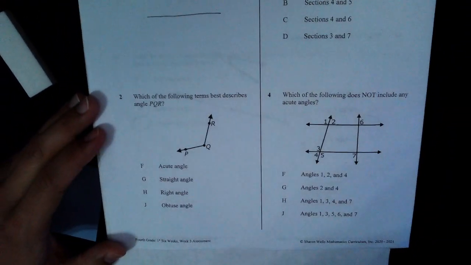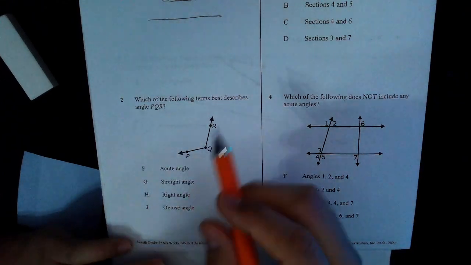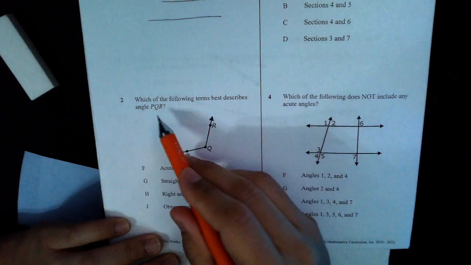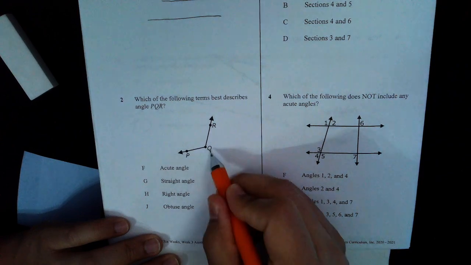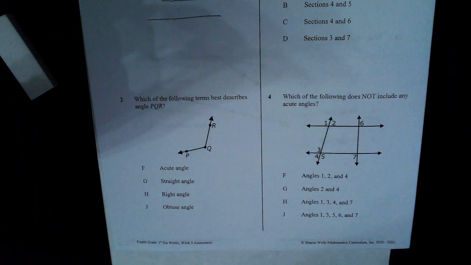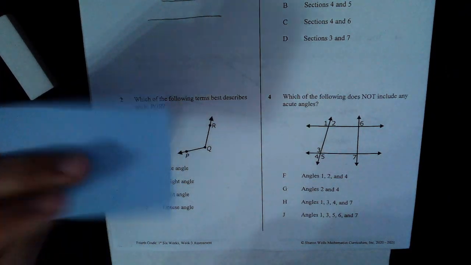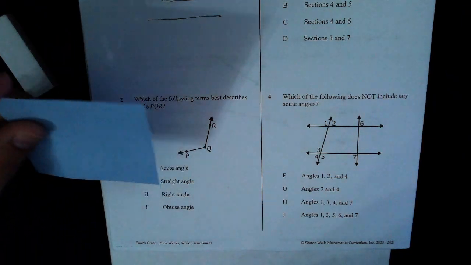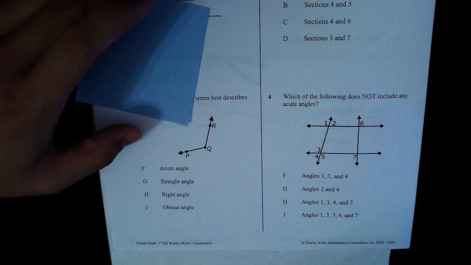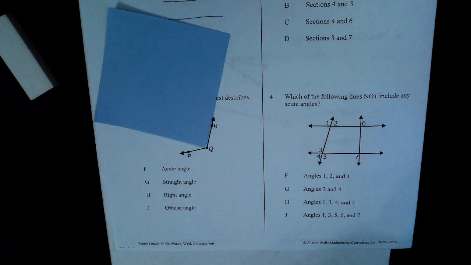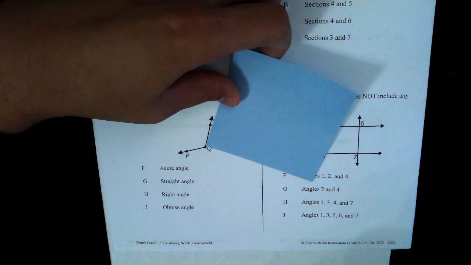Okay. Move on to the next one. Question 2. Which of the following terms best describes angle PQR? So here's our angle here, PQR. And this is where a sticky note or a piece of paper will come in very handy. I'm going to take the vertex, the corner of my sticky note. I'm going to put it into the vertex of the angle. And remember, it always goes inside of the angle, never on the outside.